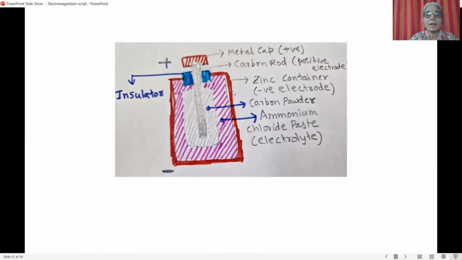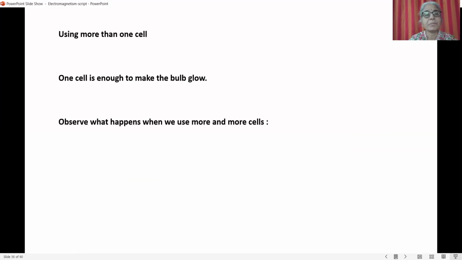Here you can see the line diagram. Here we have the zinc container, which is one terminal. The lower end of it we use as one terminal. There's an insulator which separates the carbon rod and the zinc container. And the electrolyte here is ammonium chloride paste. So this is called a dry cell. We also have wet cells, and we will learn about how they work later. A cell converts chemical energy to electrical energy. There are chemical reactions going on between the electrodes and the electrolyte, and that is how electricity is generated.